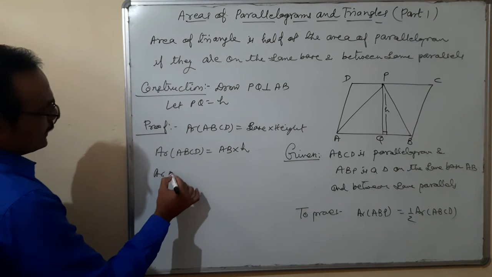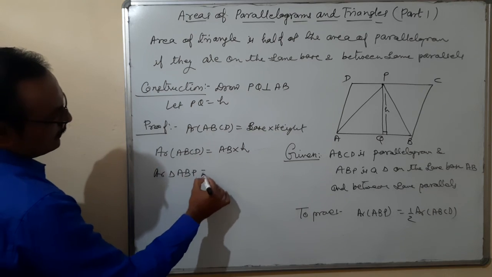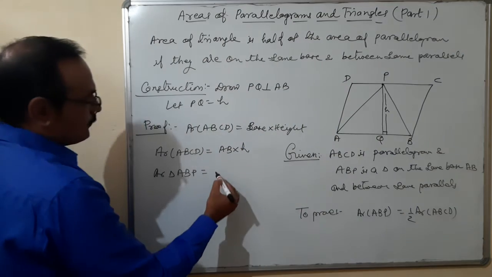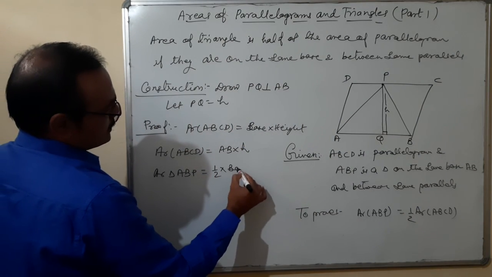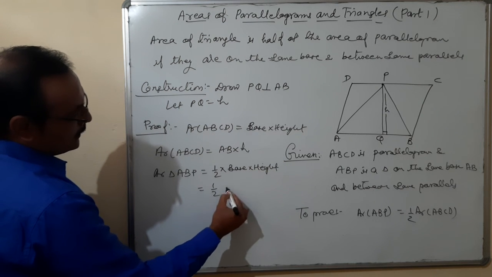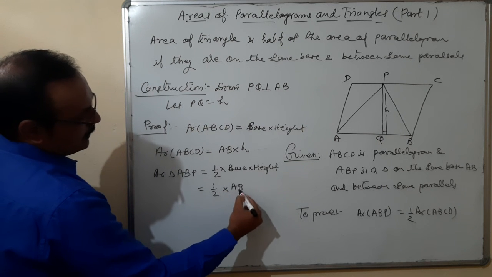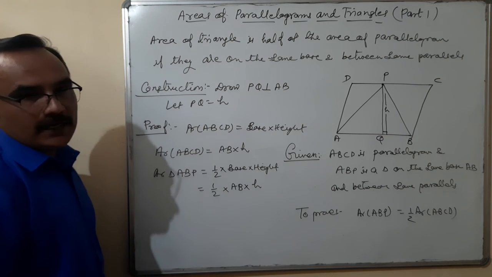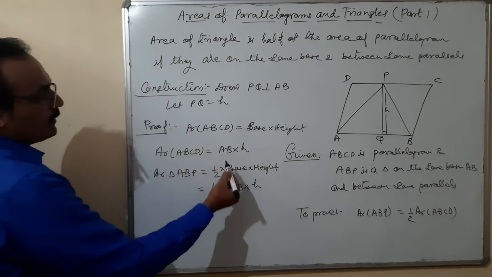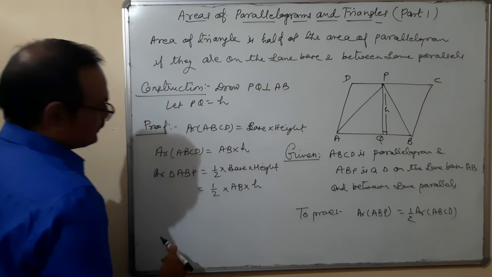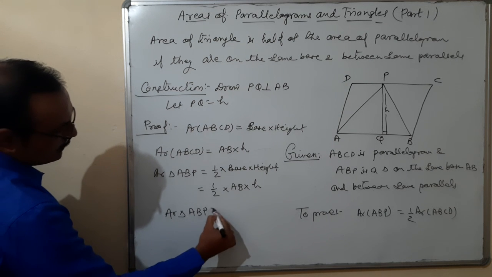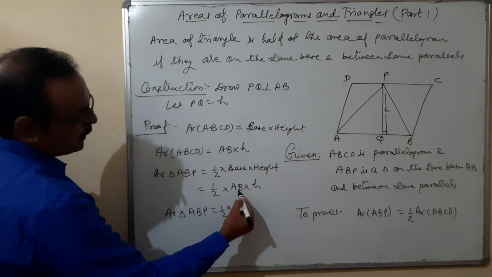And the area of triangle ABP. What is the formula of the area of a triangle? Half into base into height. So that is half base AB, and the height of the triangle and the height of the parallelogram are the same H, because both figures lie on the same parallels. So I write here: area of triangle ABP is equal to 1 upon 2 into AB into H.